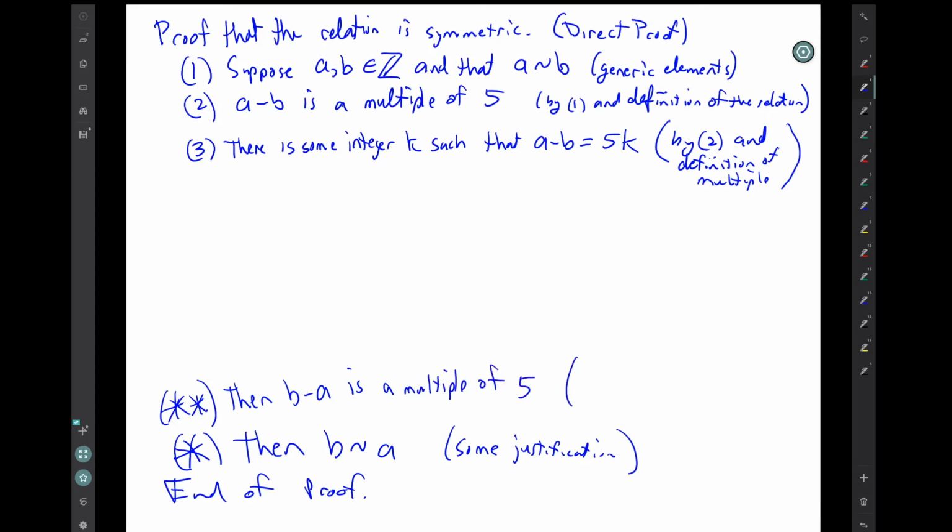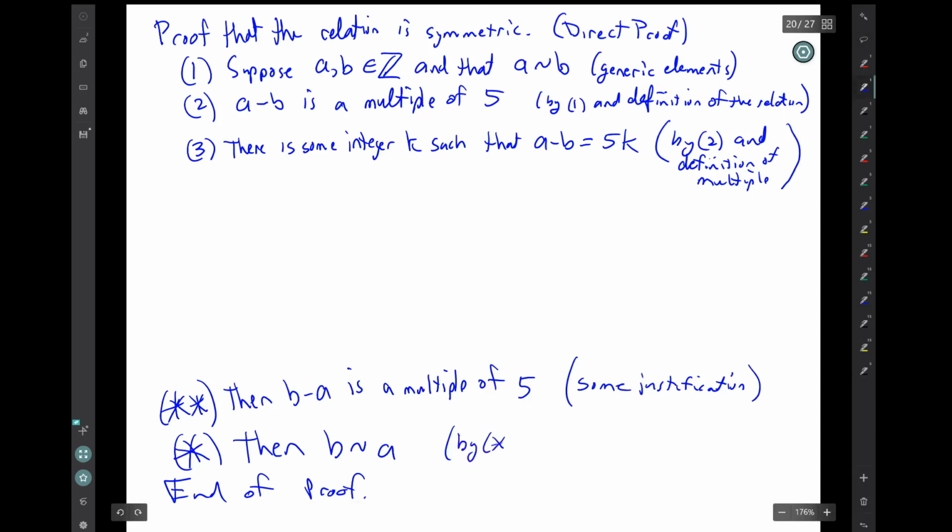We're going to have to prove that B minus A is a multiple of 5. So there's got to be some justification here. But we know now how the last statement is going to have to be justified. The last statement is going to have to be justified by the previous statement and the definition of the relation. But wait a minute, that is also a defined expression. So we know what's going to have to precede this statement.